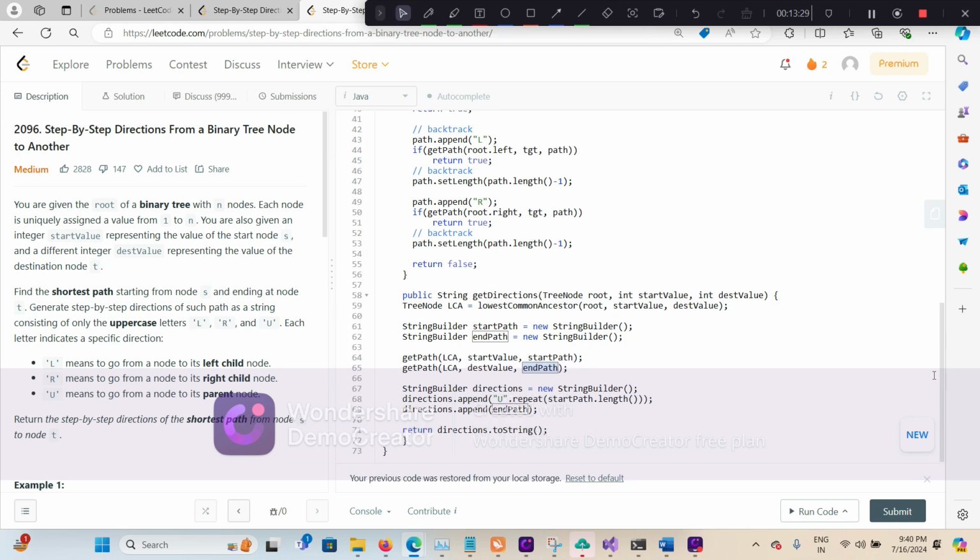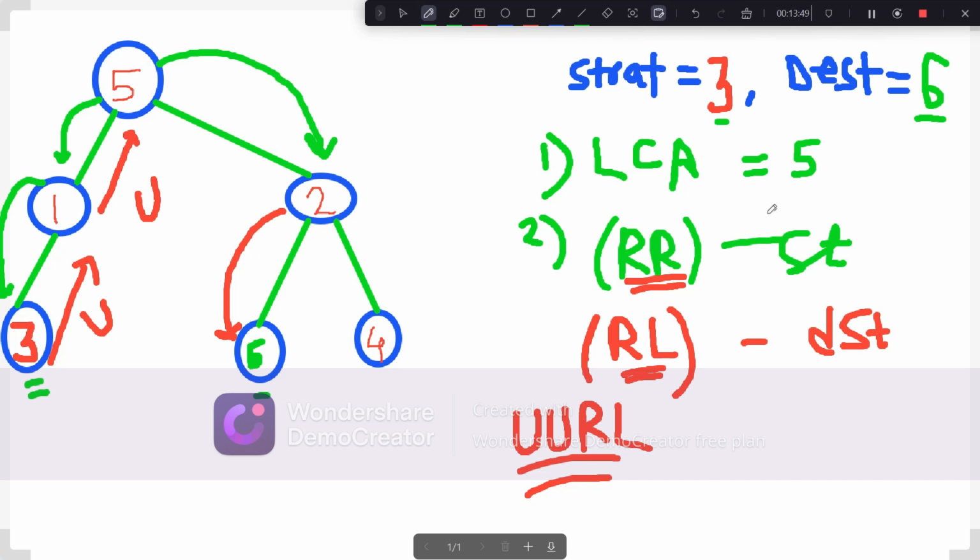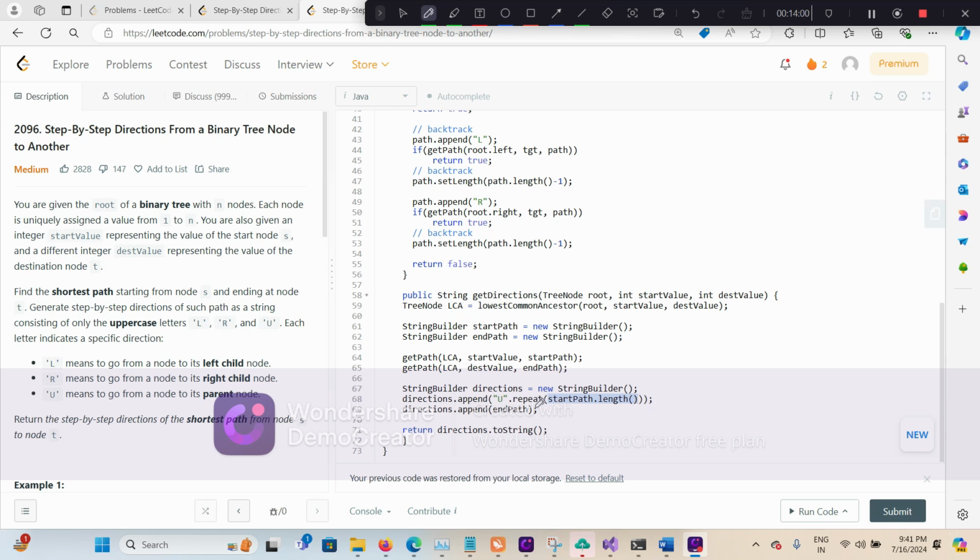After getting those, I create the directions variable. First I append 'U', repeating it for the length of the start path, as we discussed in our diagram. We got the start path RR, right? So two times we have to append U, UU. After appending U for the length, I directly append whatever the end path was. Finally I convert it to a string and return it.